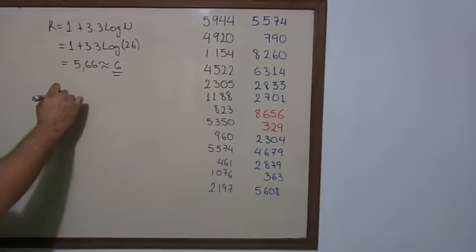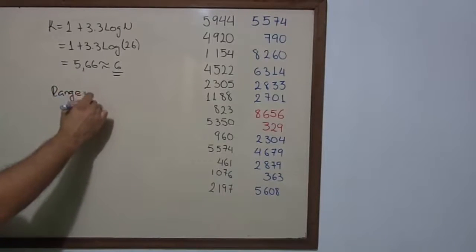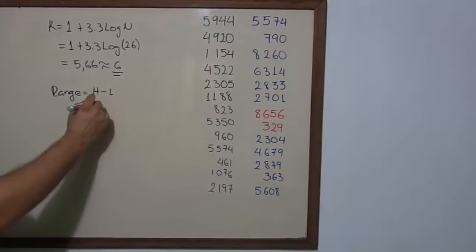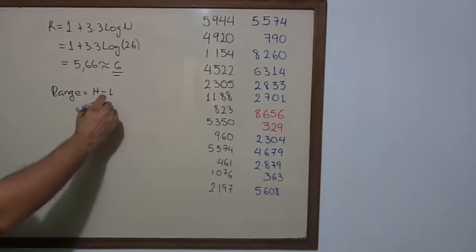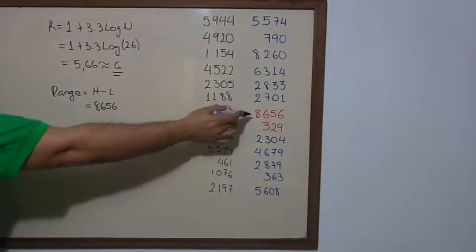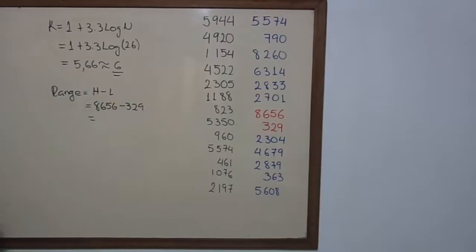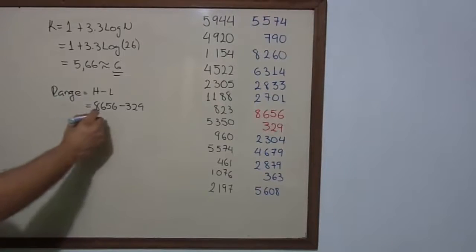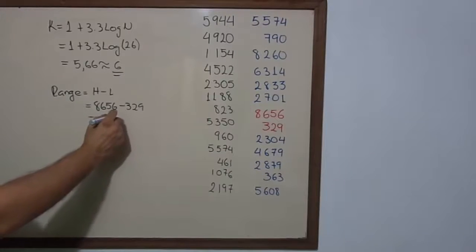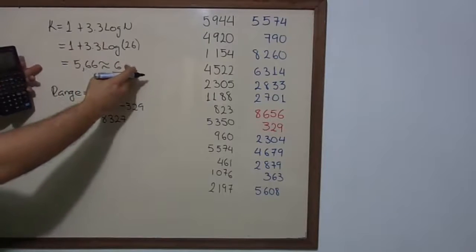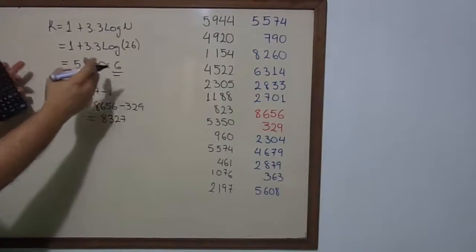This is because we need to fit all the data inside the table. So the range is equal to the higher number minus the lowest number, and that is 8,656, as you can see here in red, minus 329. That's the range. So that's 8,327.